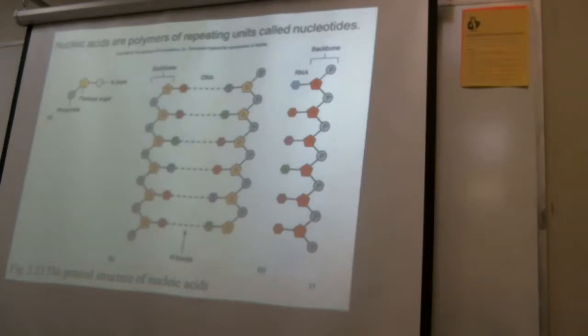Remember, the sugar is ribose in RNA and deoxyribose in DNA. So make sure you know those three differences. DNA versus RNA: double strand versus single strand. The sugar, deoxyribose, ribose. You have thymine in DNA, but you have uracil in its place in RNA.